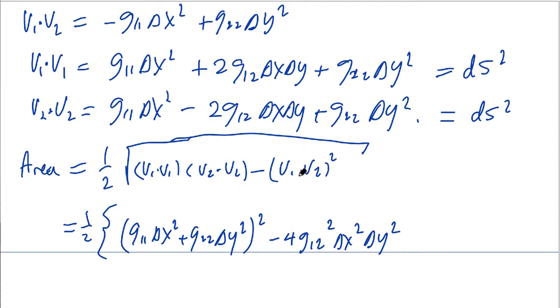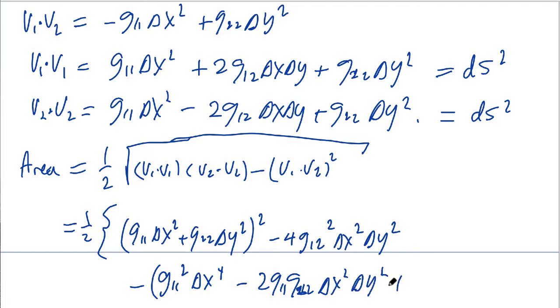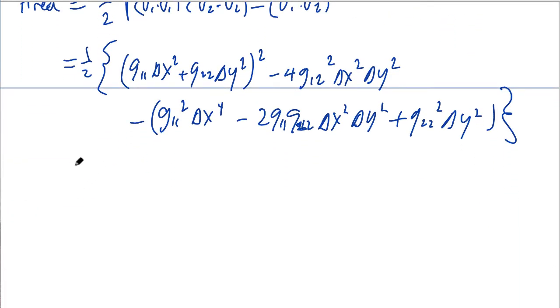And now we need to subtract v1 dot v2 squared. So here's v1 dot v2. So that's minus the square of this, which is g11 squared delta x to the fourth minus 2 g11 g22 times delta x squared delta y squared plus g22 squared delta y squared, close brackets. All right, now we just need to simplify this a bit.